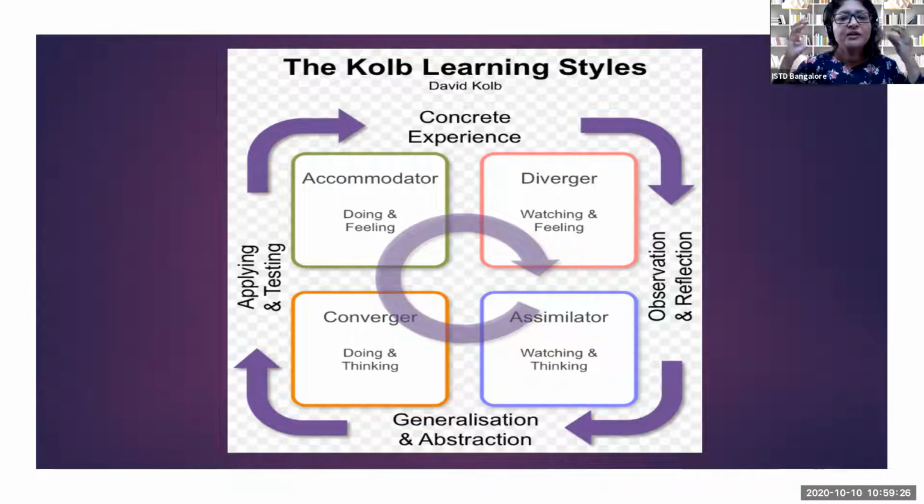Your thinking is also being activated at that time when you are doing. So doing plus thinking works as a converger. You are converging all the content, data, information, what you have learned, assimilated, and then you are giving out, delivering. So that's a converger.